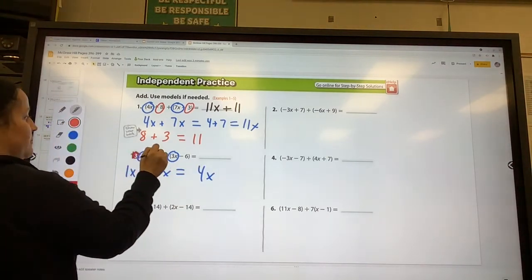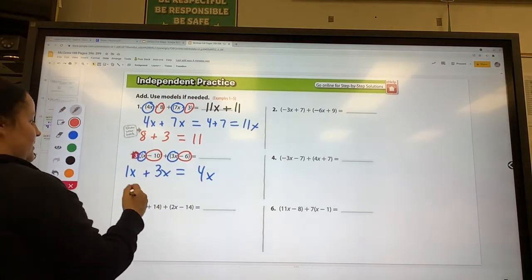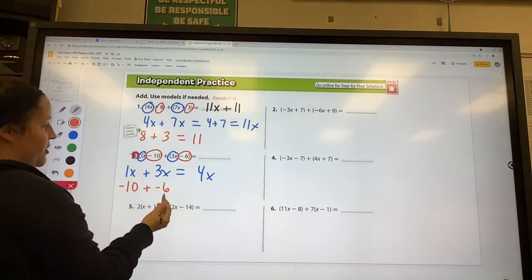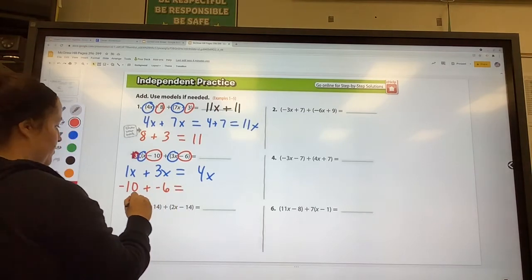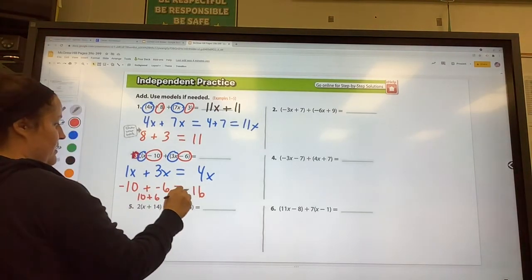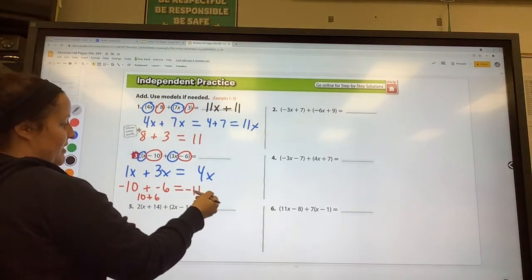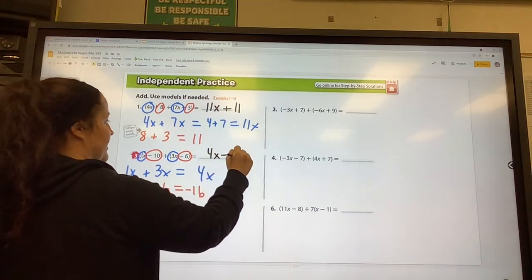But here's where you have to be careful, negative 10 and negative 6, or minus 10 and minus 6. You can write that as negative 10 plus negative 6, right? You're adding a negative 10 to a negative 6. That's where you just add 10 plus 6 to get 16, and you keep the negative. So this can either become 4x plus negative 16, or I like to write it in proper form, 4x minus 16.